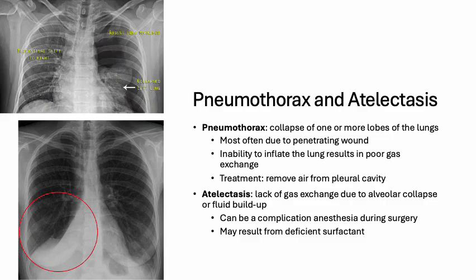A pneumothorax occurs when air enters the pleural cavity, often due to injury, causing part of the lung to collapse. This prevents proper inflation and gas exchange. Treatment involves removing the air to allow the lung to re-expand.